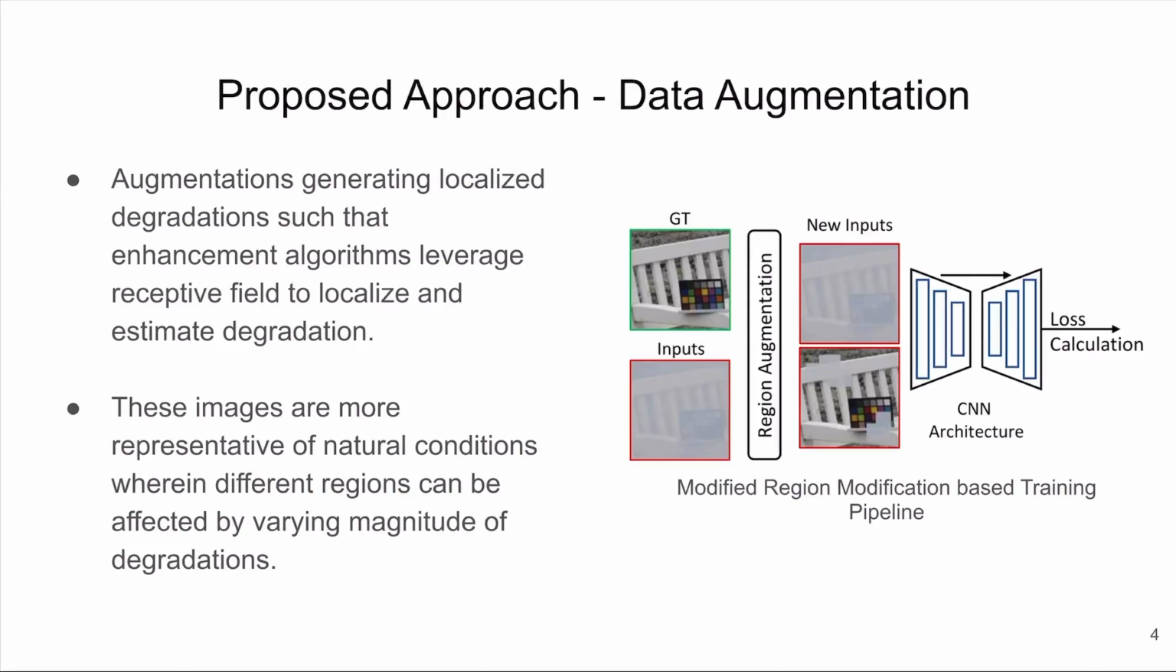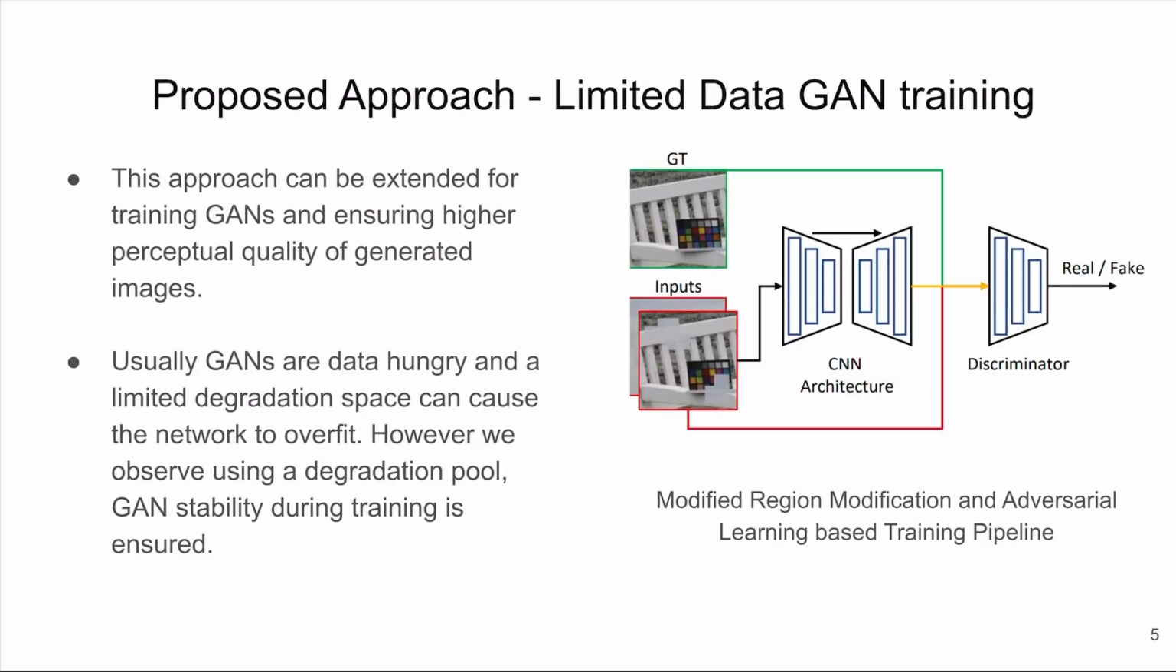Towards this objective, we first design a region modification based augmentation pipeline that allows us to generate a large degradation space, which can be used to train a neural network by images that have non homogeneous degradation distribution. So, this ensures that the restoration or enhancement algorithm is able to both localize and reconstruct the affected regions. We observe this approach to be extendable to training generative adversarial networks that usually have higher training dataset requirement. Now, the benefit of using GANs is that the restored images have higher perceptual qualities.